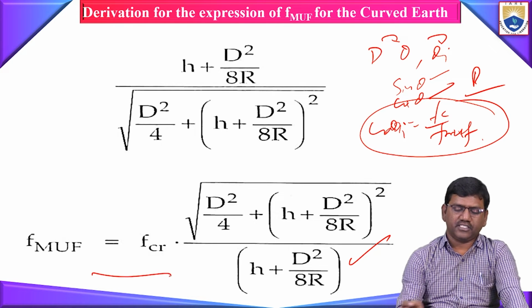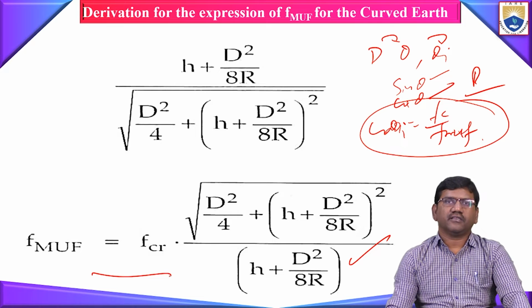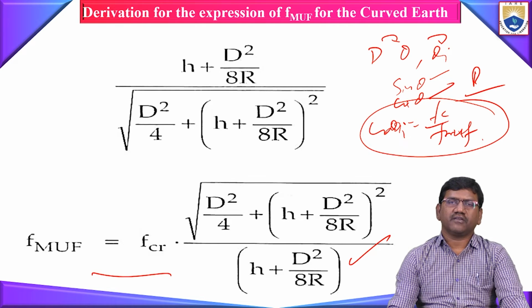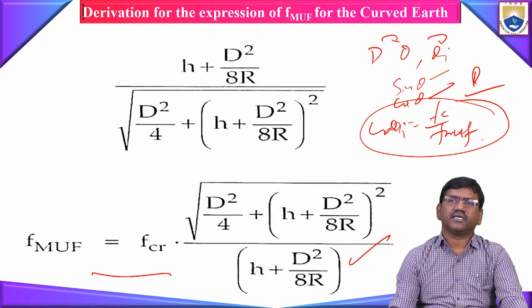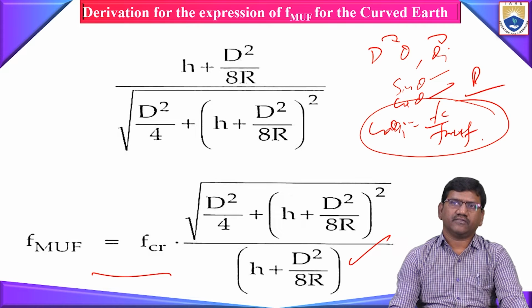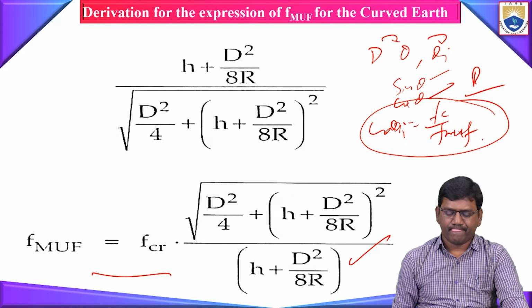So from this equation, you can say the maximum usable frequency depends upon the critical frequency, the distance of propagation, the radius of the earth, the height of the transmitting antenna, and the height of the ionospheric layer from the surface of the earth.